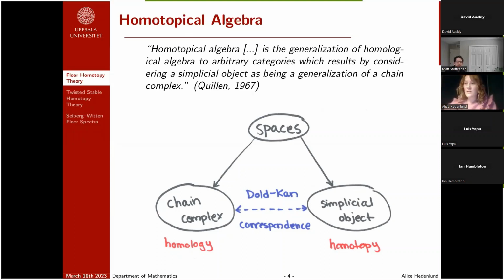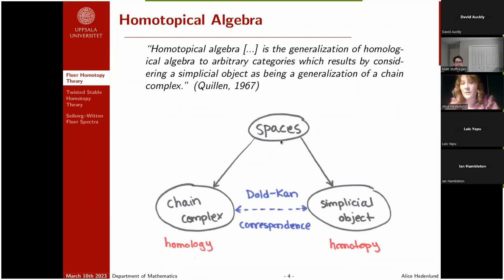So what do we usually do when we have a space and we want to understand it? Well, typically we want to define some invariants on it, right? What we do in many cases is that we associate some sort of chain complex to the space, and then we compute the homology groups of that chain complex, and we get some nice way of telling spaces apart and telling what sort of properties they have.